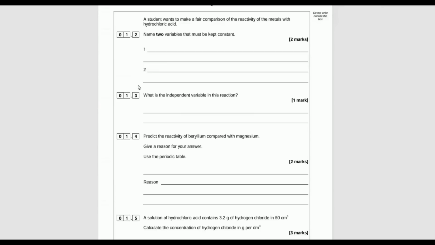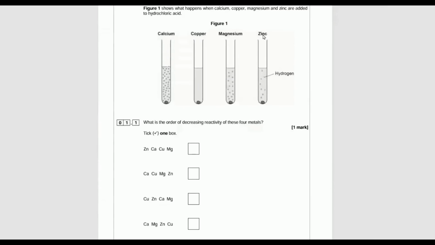All right, let's go. A student wants to make a fair comparison of the reactivity of metals with hydrochloric acid. Name 2 variables that must be kept constant. So they're looking at these 4 different metals. What if you're looking at how 4 different types of metal react? What should they have kept the same about this? And of course, the hydrochloric acid.